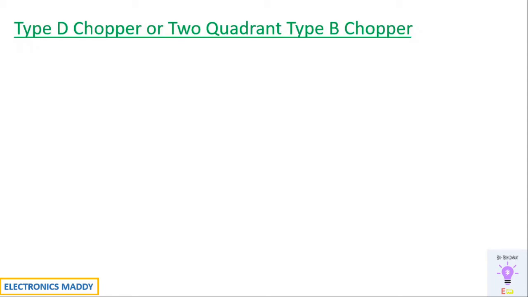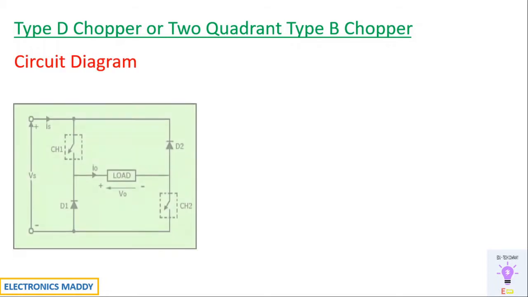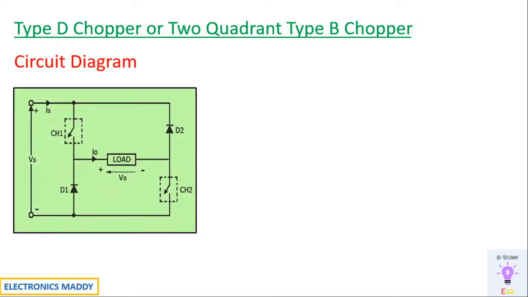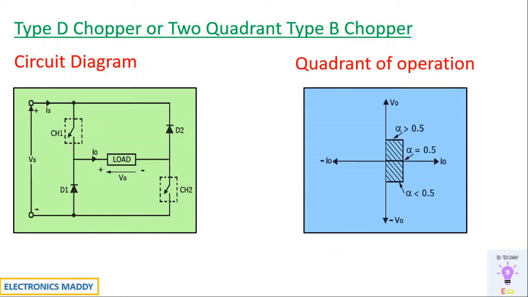In this video I'm going to demonstrate the simulation of type D chopper in MATLAB. So let's get started. This is the circuit diagram of a type D chopper. It is also referred to as two quadrant type B chopper. Why is it also called in that way? It's very simple. It operates in two quadrants, that is first and fourth quadrant.